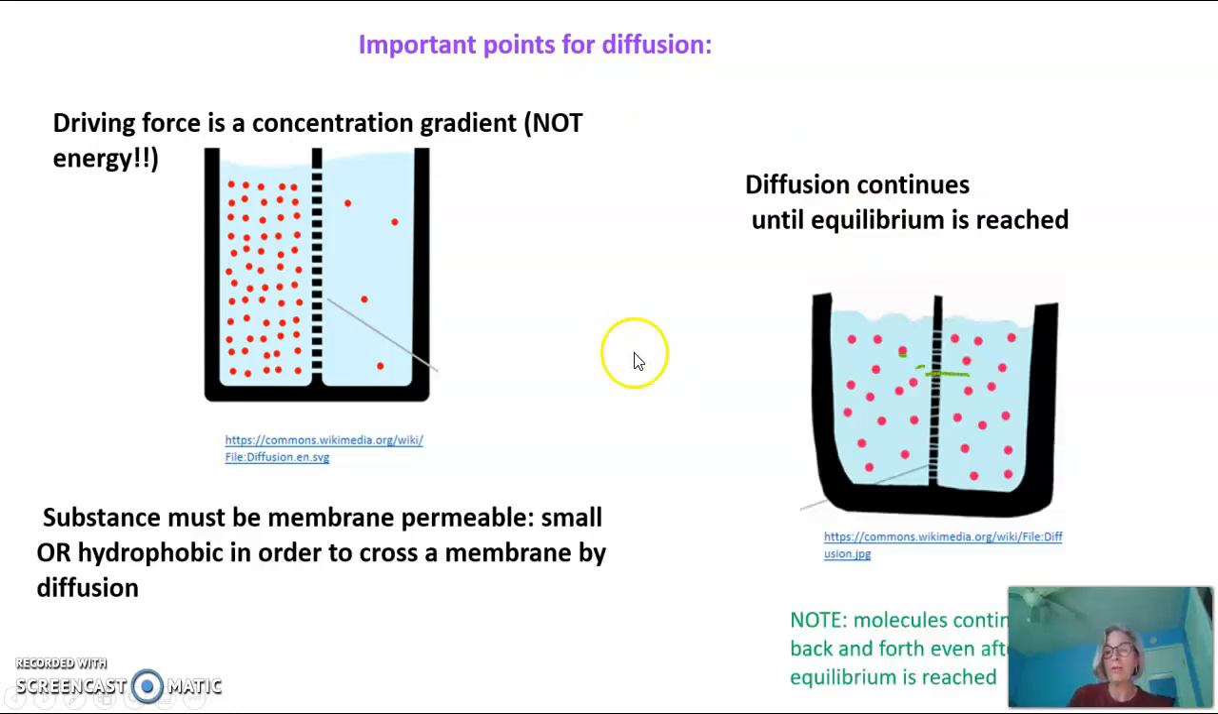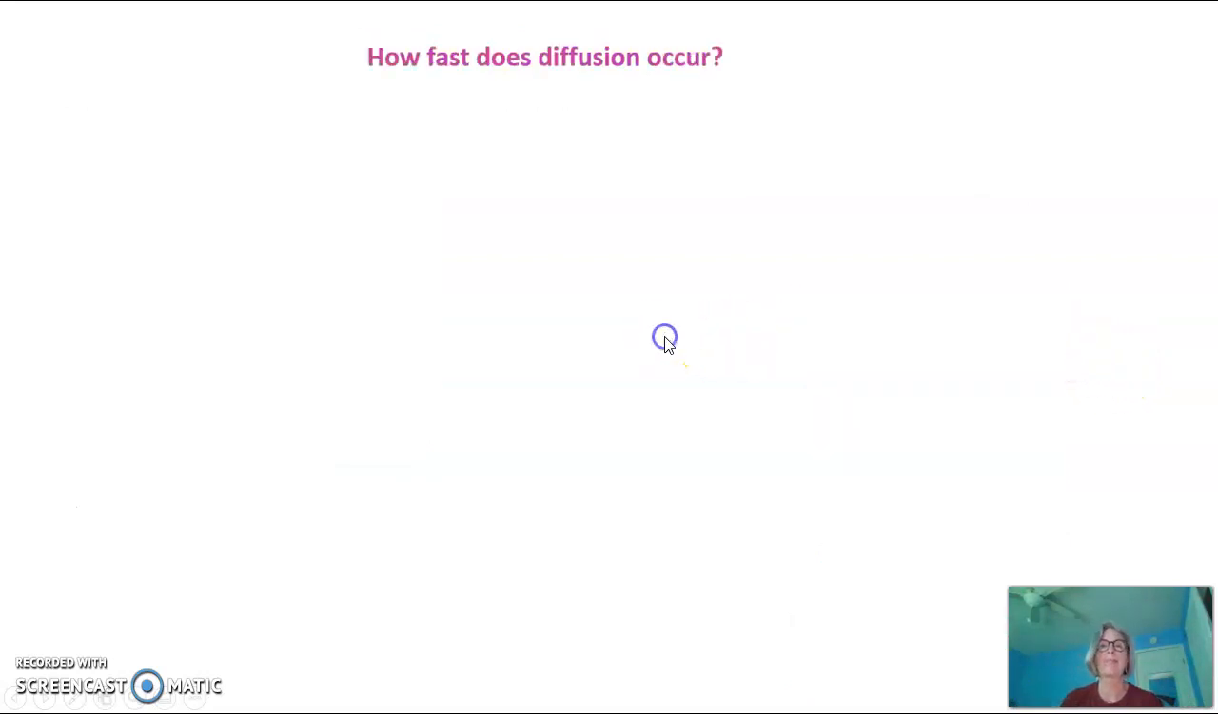However, it's really important to note that even though in this diagram there's an equal distribution of red dots on one side as the other, the molecules will still move, but there'll be no net movement from one side to the other. They'll move back and forth in an equal distribution so that that equilibrium is maintained.